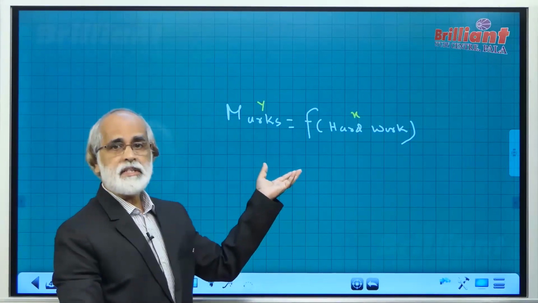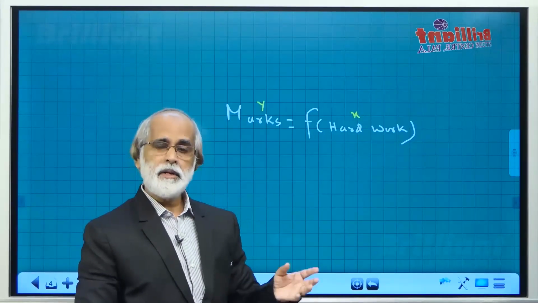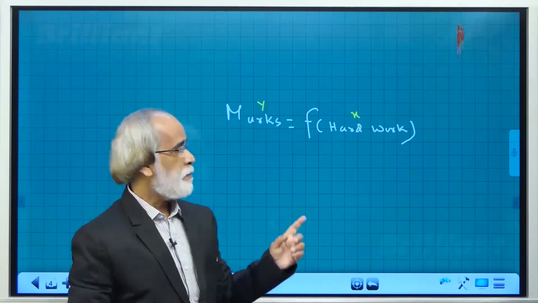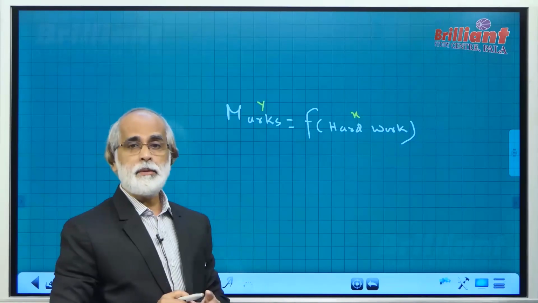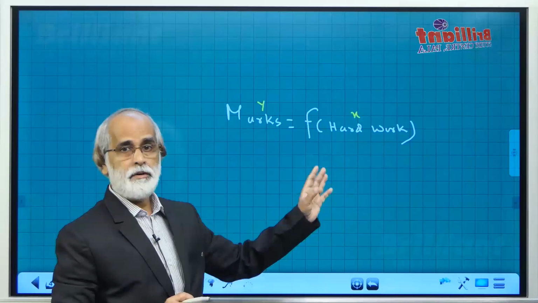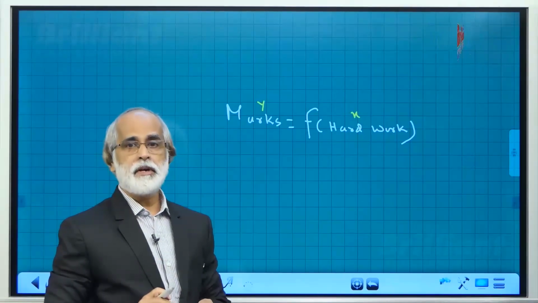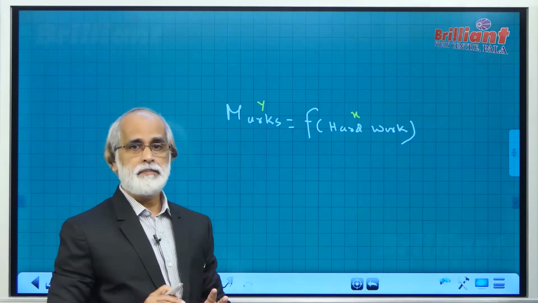This is a message that I would like to give you before going into the details of limits and its properties. Your marks is an increasing function of your hard work. So what is the only mathematical way of making an increase in your marks? Make an increase in your hard work. And remember, hard work alone can give you very good ranks. Hard work alone can lead you to the IITs.